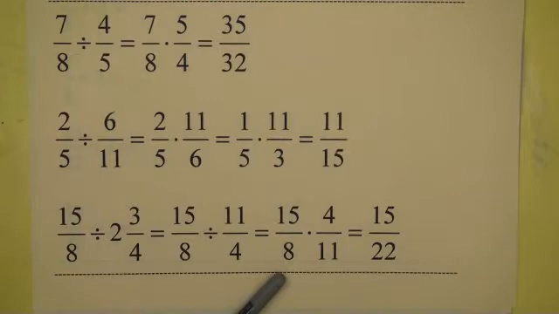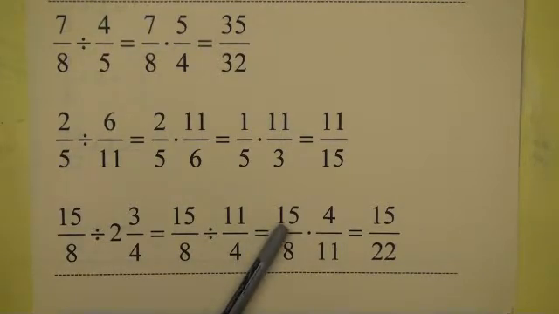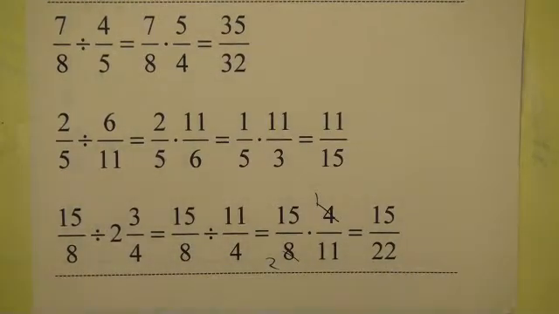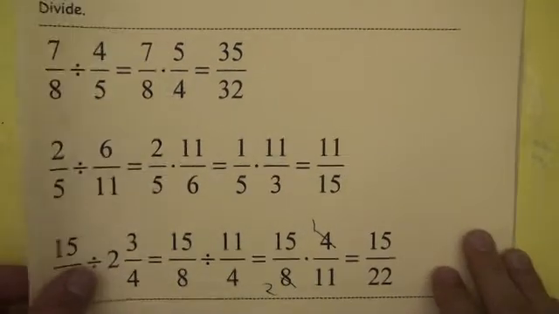Next step, change to multiplication, use the reciprocal. Then you do 15 times 4 over 8 times 11, so you can get 60 over 88, or reduce the 4 and 8 down to, well, that's a 1, that's a 2, so you get 15 over 22.